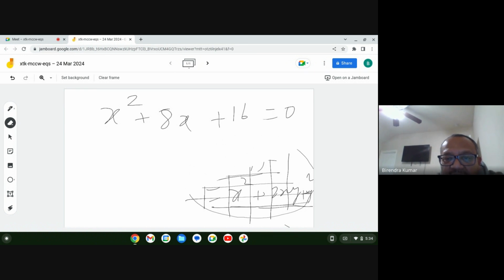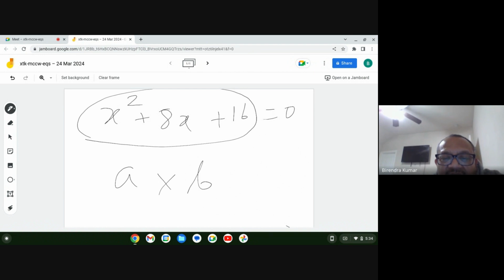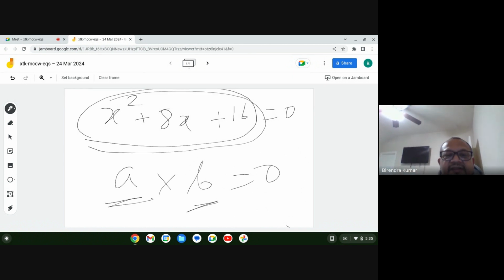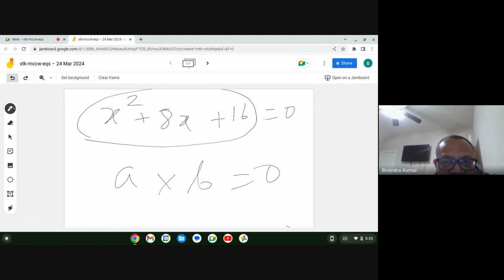Now, what I was saying was, here I see x square plus 8x plus 16. What is it that we are trying to do first? The question is, we have to find the factors, meaning something into something equals 0. And that means either this thing is 0 or this thing is 0. Then only we'll be able to get the possible values. So we are trying to break this whole equation as a product of two things. So let's try solving it now.